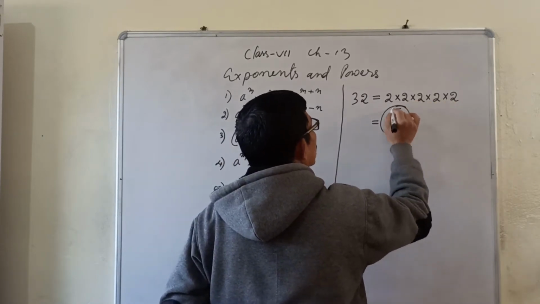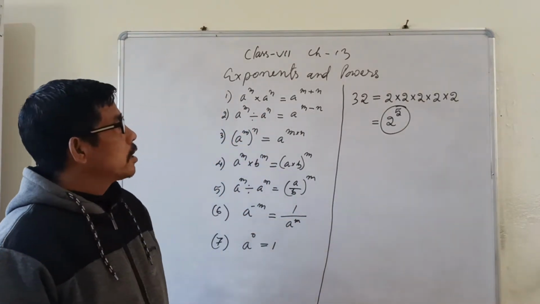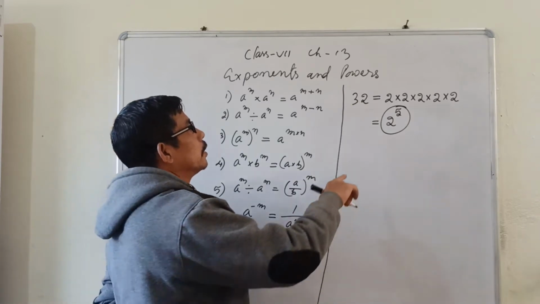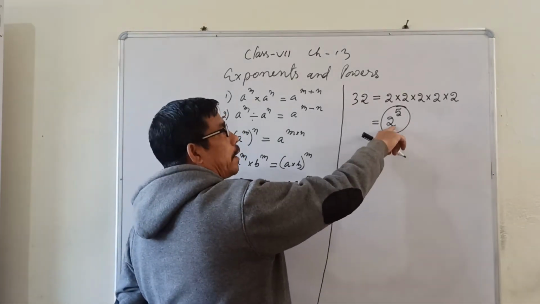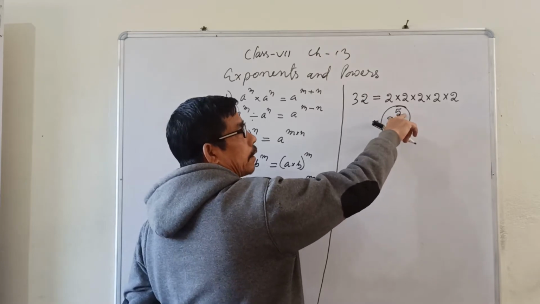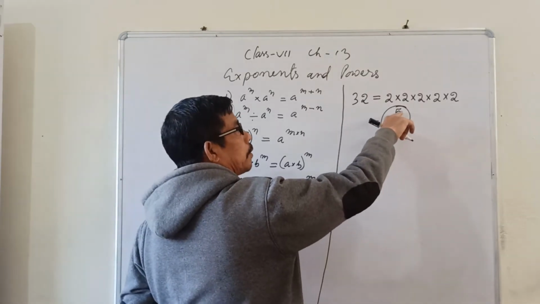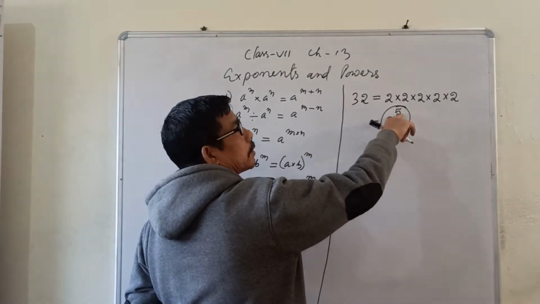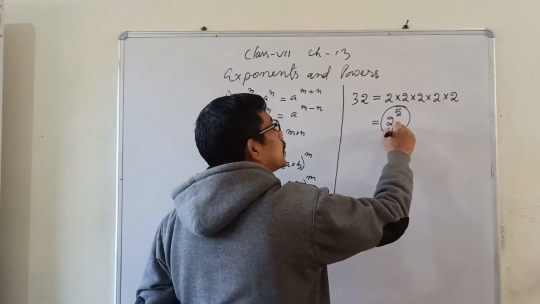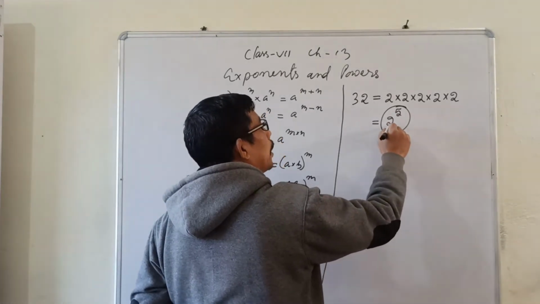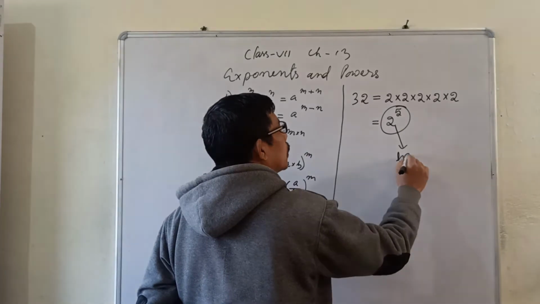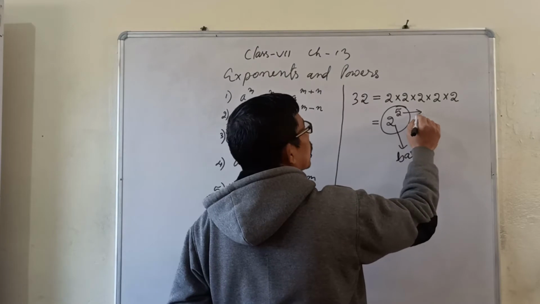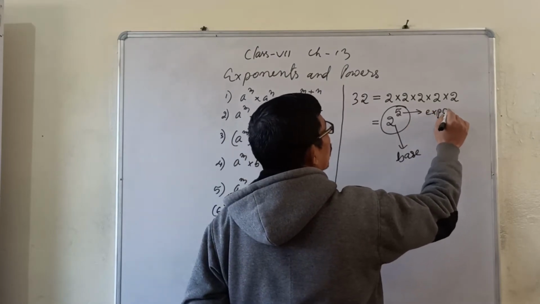So this is known as the exponential form of 32. That means 2 will be multiplied 5 times, not 2 5s are 10. You should not multiply 2 and 5. This indicates that this 2 will be multiplied 5 times. In such an expression, the number you are multiplying is known as the base, and this is known as the exponent.